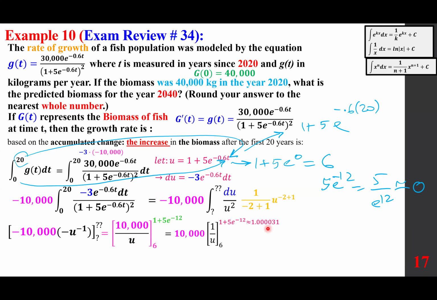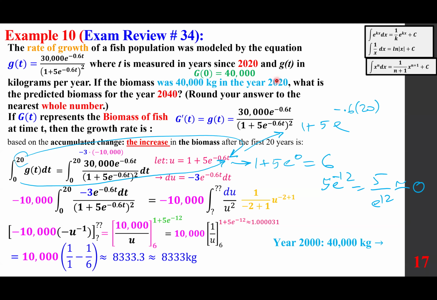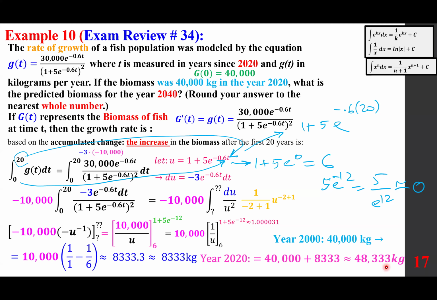I put that with many decimals to show you it's almost 1.000, 4 zeros and then 31. It's practically 1. So it's 10,000 times 1 over 1 minus 1 over 6, which is 5 over 6 times 10,000. We get this number. And since we wanted the whole number, the 3 remains. And the initial value was 40,000. We must add it. And in the year 2040, we get 40,000 plus 8,333, or 48,333 kilograms.